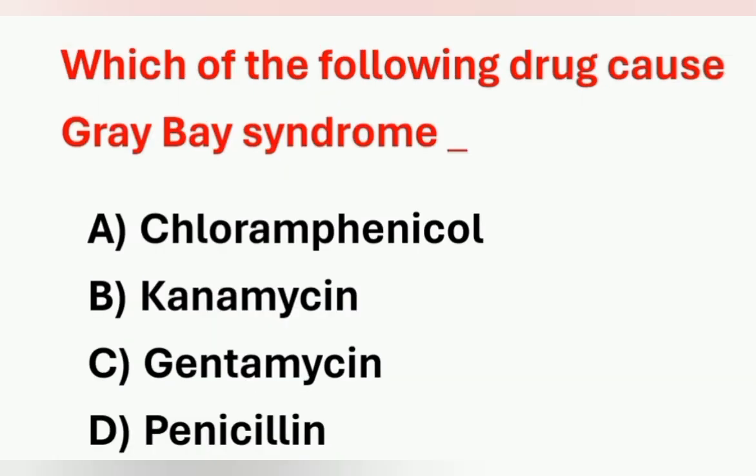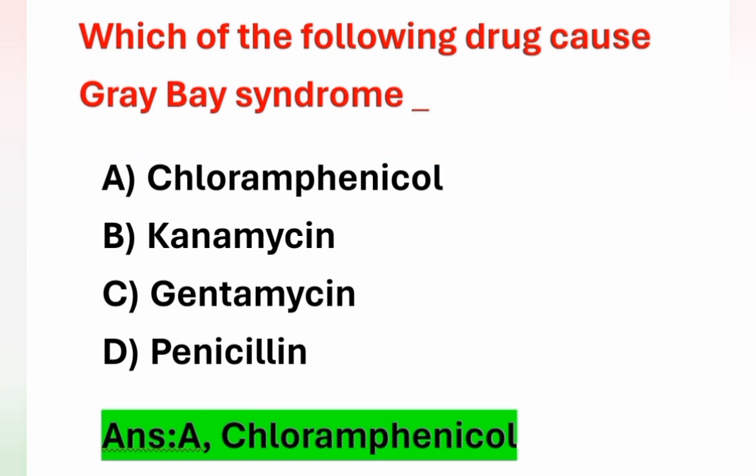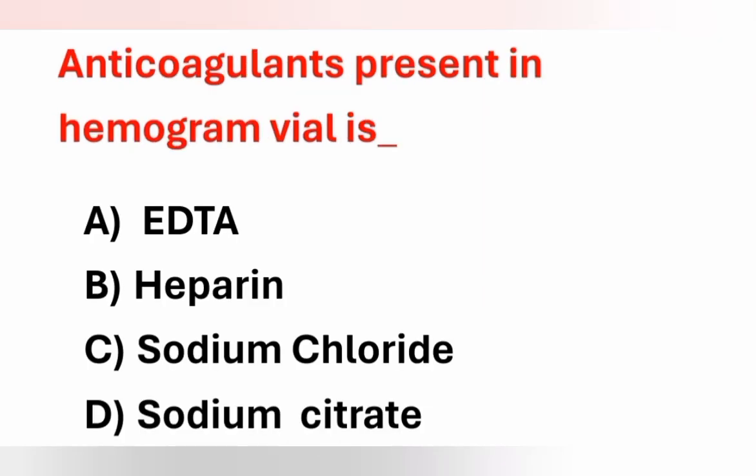And the next question, which of the following drugs causes grey baby syndrome? Options: option A chloramphenicol, option B kanamycin, option C gentamicin, option D penicillin. Which drug causes grey baby syndrome? Grey baby syndrome is associated with chloramphenicol. Option A is the correct answer. Move on to the next question.